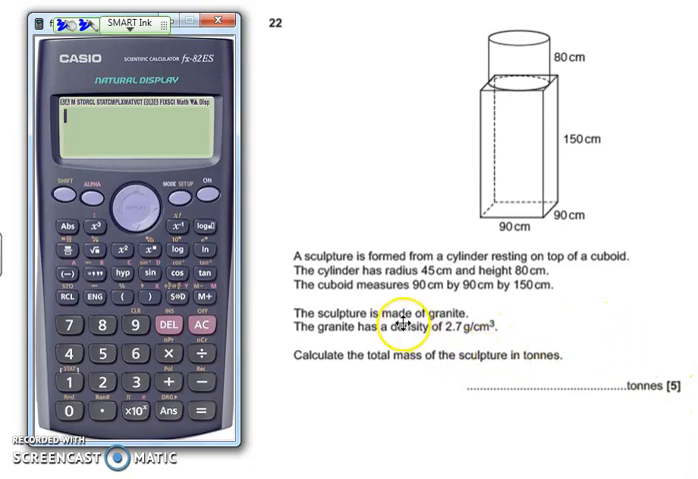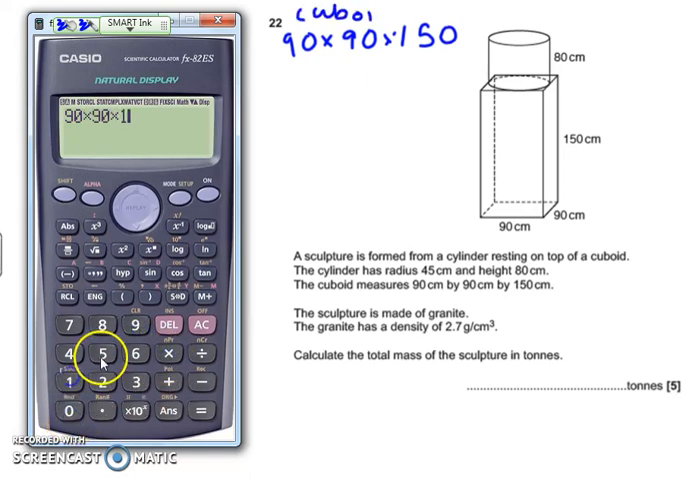As I said, we're going to find the volume first, because that's what we're going to use to then find the mass later. So one shape at a time. Firstly, we'll do the volume of the cuboid. We're going to do the length times the width times the height. So that will be 90 times 90 times 150, and we'll do that on the calculator. Okay, so that gives us 1,215,000 centimeters cubed. Okay, so that's that one.